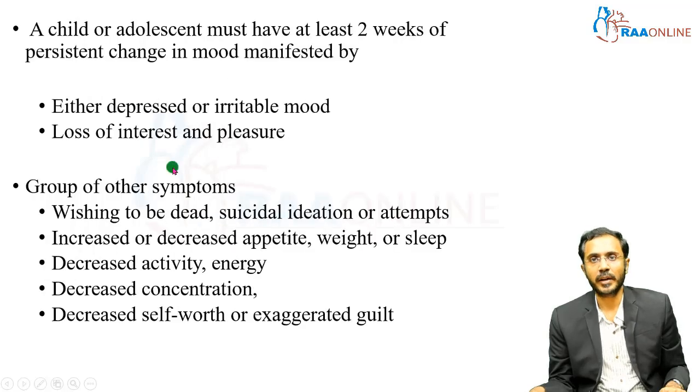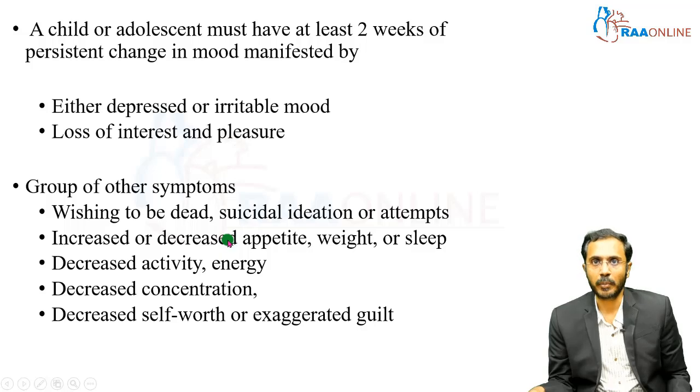And what are the clinical criteria of depression? As per DSM-5, the child or adolescent must have at least 2 weeks of persistent change in mood, manifested by one of these major criteria: either depressed mood, or irritable mood, or loss of interest in pleasurable activities. This is along with one of these symptoms: wishing to be dead, or suicidal ideation or attempts, basically suicidal ideas.